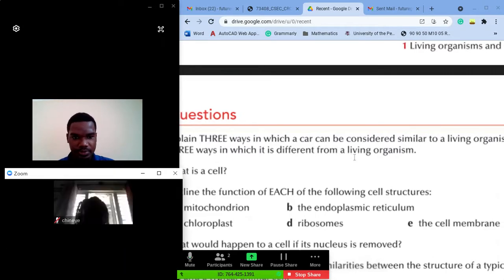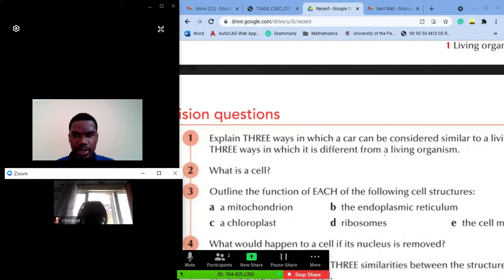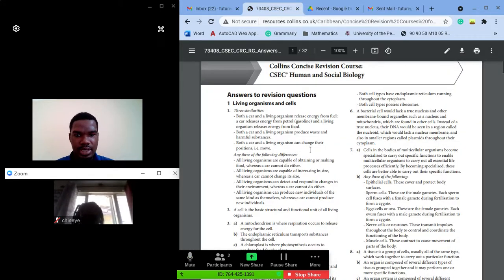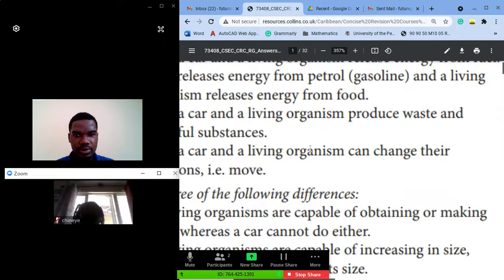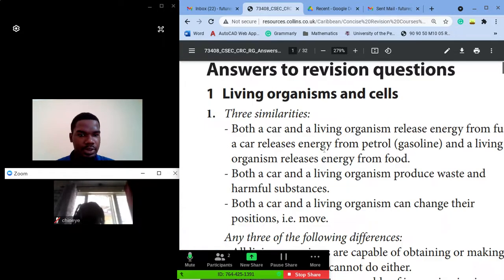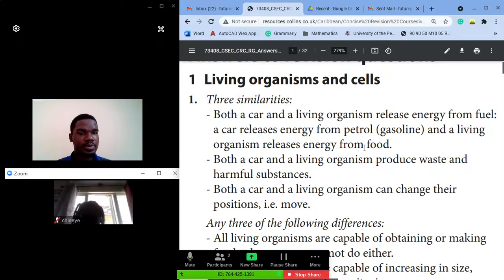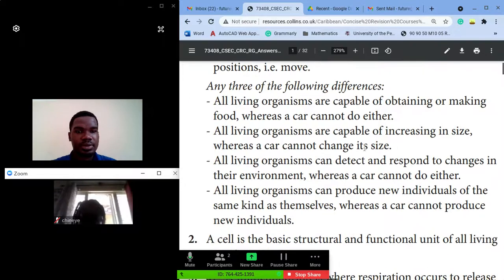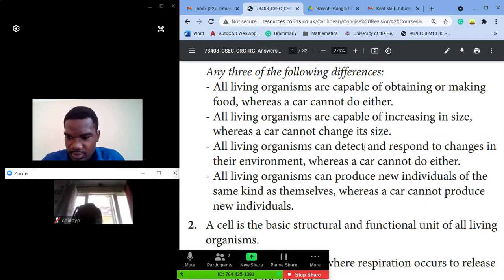All right, good. So explain three ways in which a car can be considered similar to a living organism. Let's try this one. So step one, both a car and a living organism release energy from fuel. What does that mean? From a car's perspective, how does a car obtain energy?